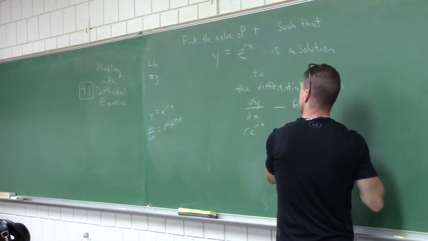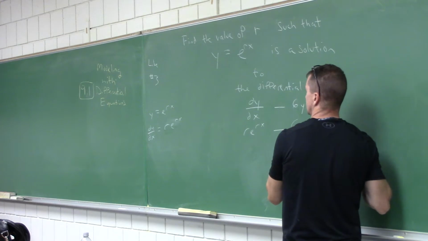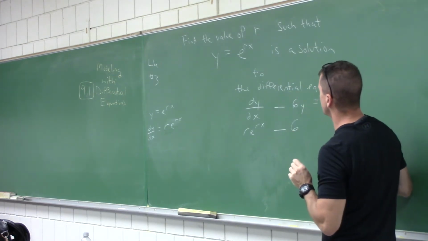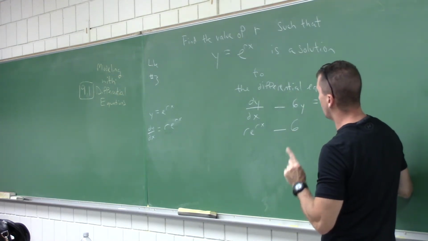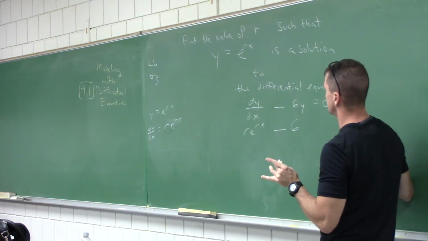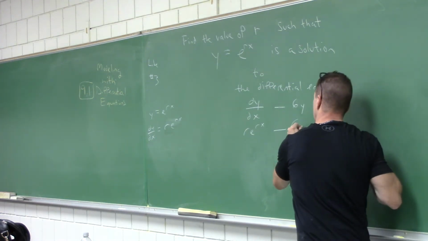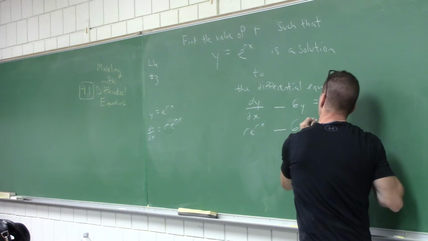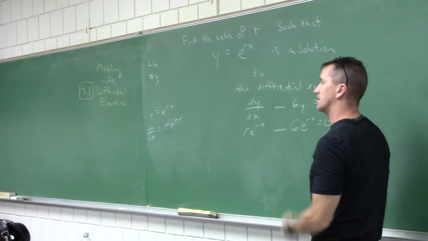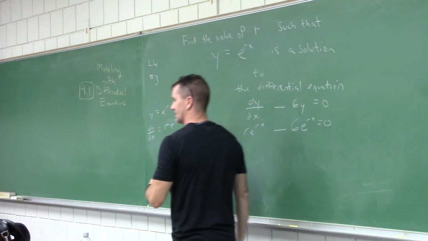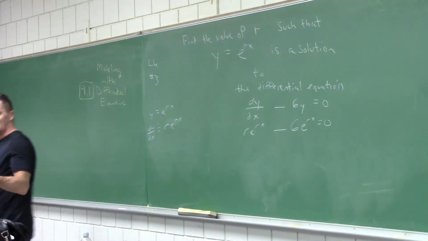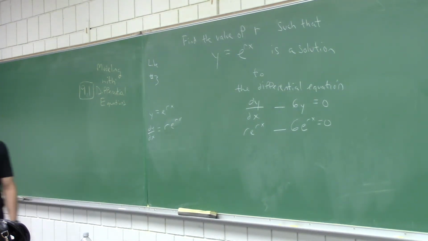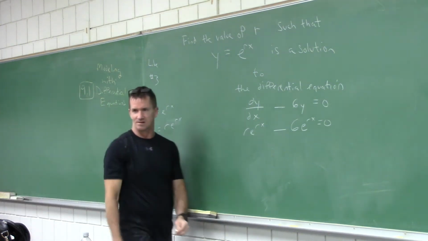Minus 6. What goes here? I want to be careful I don't put in the wrong thing. What's y? Is y r e to the rx or just e to the rx? Excellent. So I'm going to put that here. And we just got to solve for what letter? r. But sometimes that ought to stump someone. They're like, I didn't know how to solve. How would you solve this equation for r?